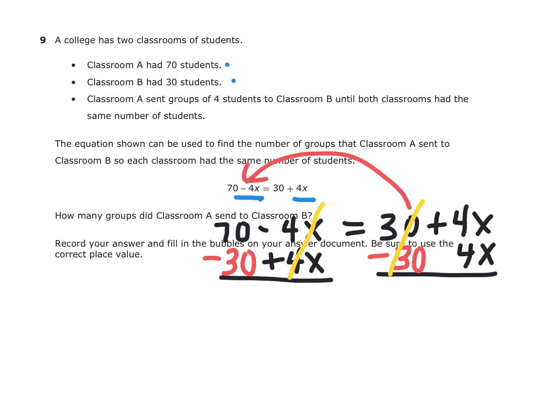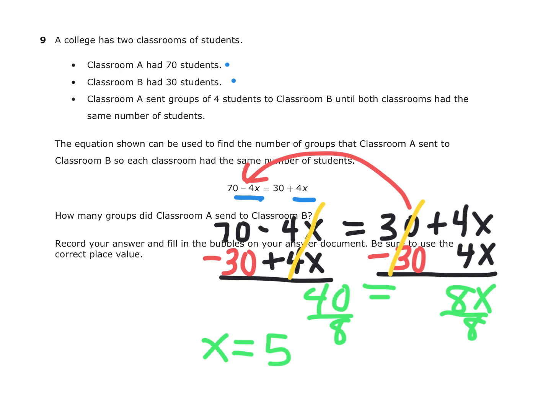So what's left here? We're going to have 8x. 4x plus 4x is 8x. And that is equal to 70 minus 30, which is 40. So now we know that x times 8 is 40. So if you divide by 8 here, what's 40 divided by 8? It looks like x should be 5. And 5 is the correct answer. You record your answer and then you bubble in your answer document. 5 is the correct answer here.